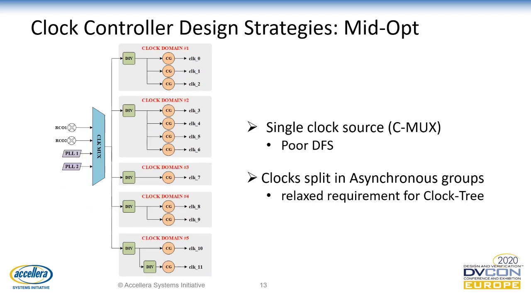Something different is on the mid-optimized clock controller unit, where essentially we kept the same pool DFS, so we still have one clock MUX here on the left-hand side, but we make the clock branches asynchronous to each other. It means that at the physical implementation level, they don't need to make these clocks synchronous with each other. So of course they have much more flexibility, and they can play with these clocks as they like. This brings a lot of benefit, because the constraints on the clock tree are lighter, and there's going to be less buffer insertion.